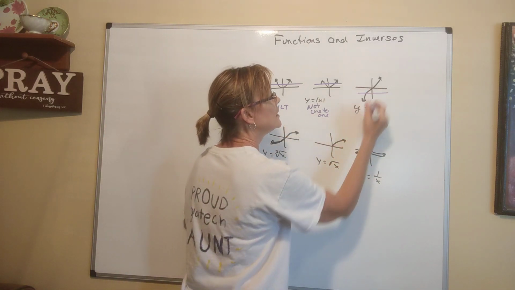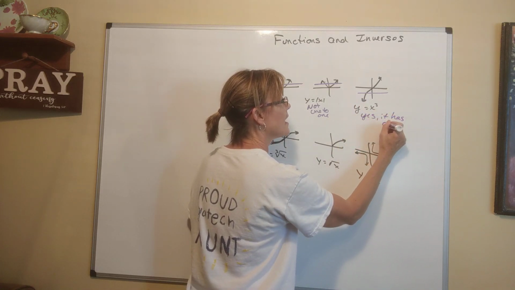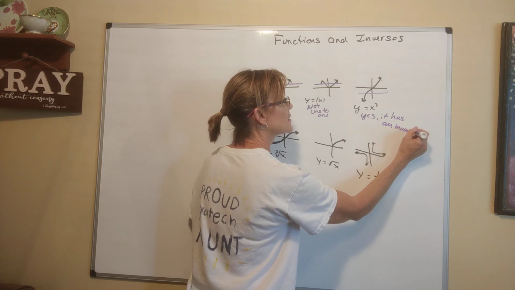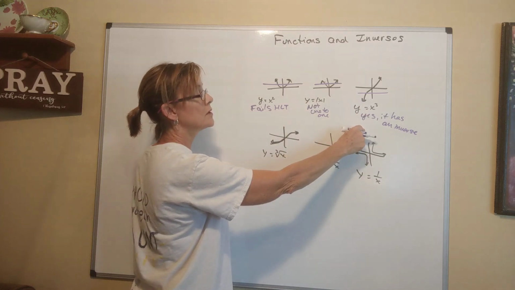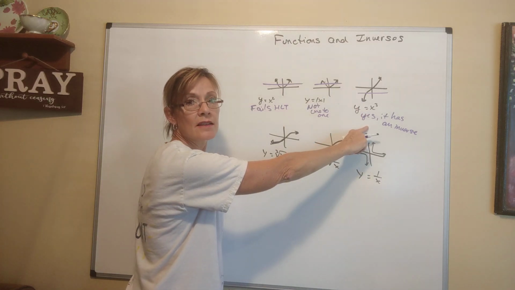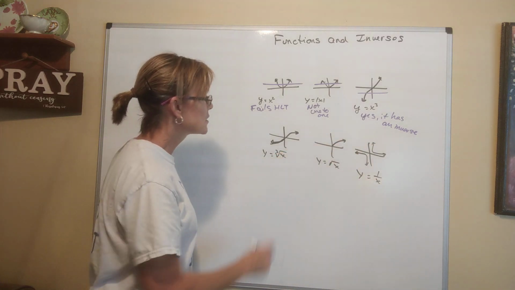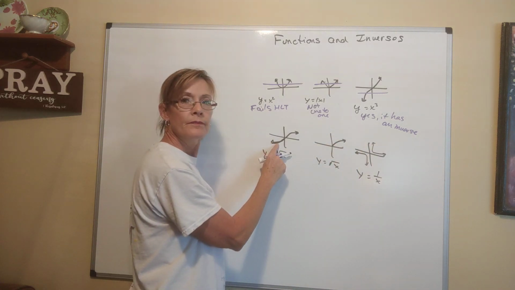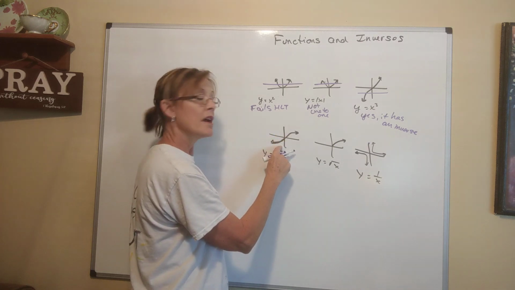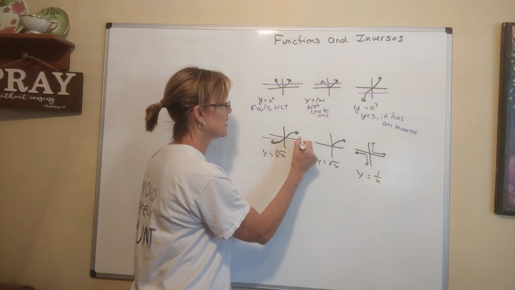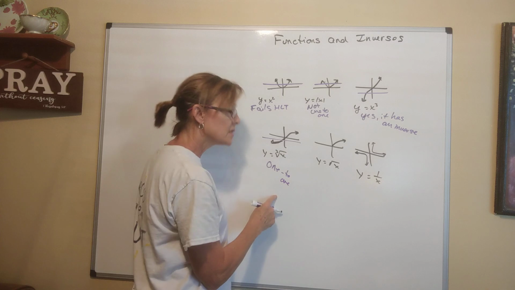Right here, oh, yes, it has an inverse. So what I could have written here is it passes the horizontal line test. It is one-to-one. It has an inverse. I'm basically saying the same thing. That means all of those things. So right here, does this one have an inverse? Well, does it pass the horizontal line test? Is it one-to-one? Those are all asking the same question, and the answer is yes. It's one-to-one. So it does have an inverse.